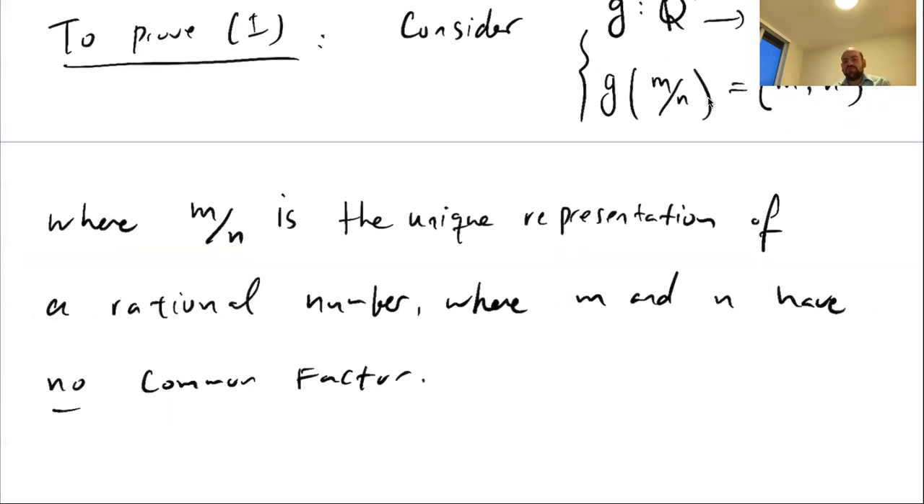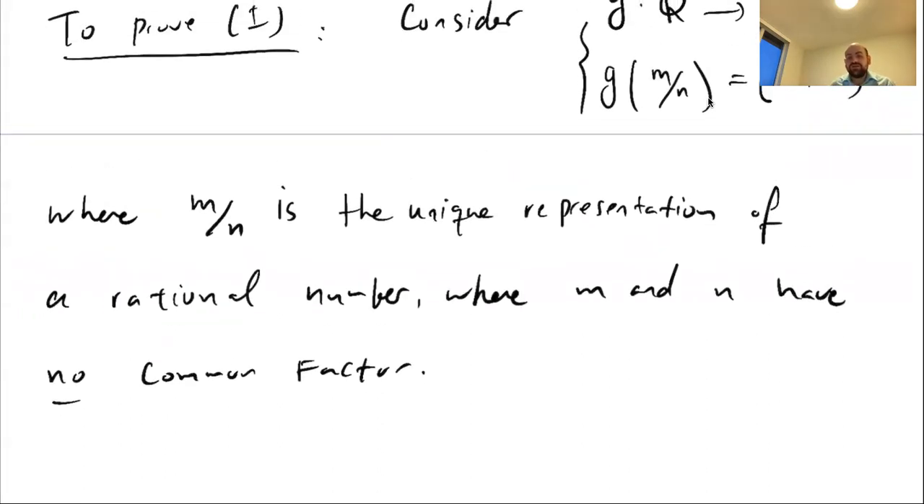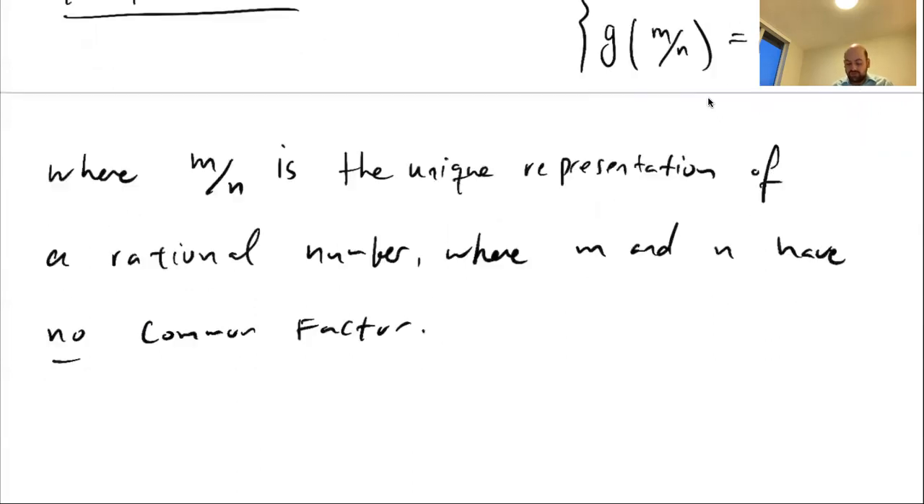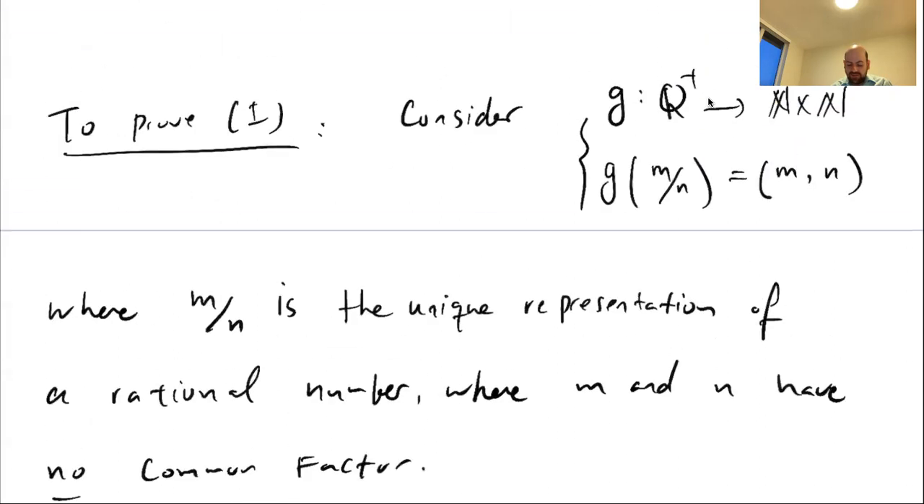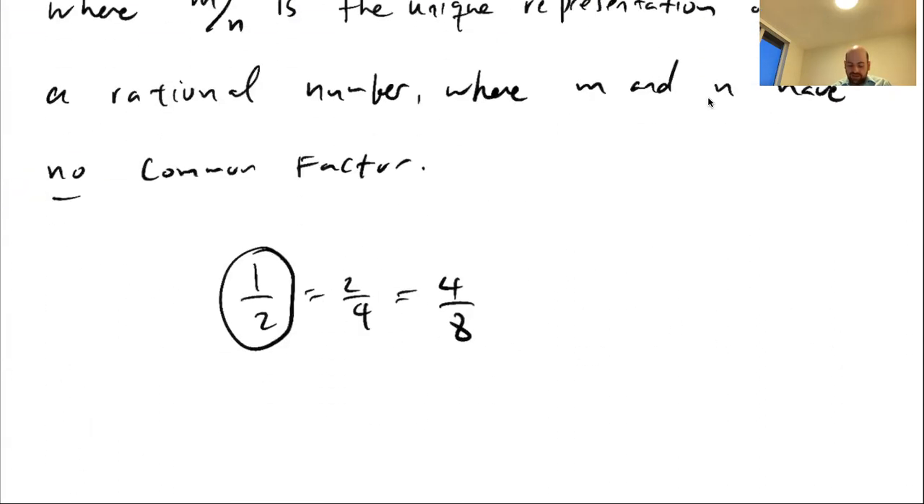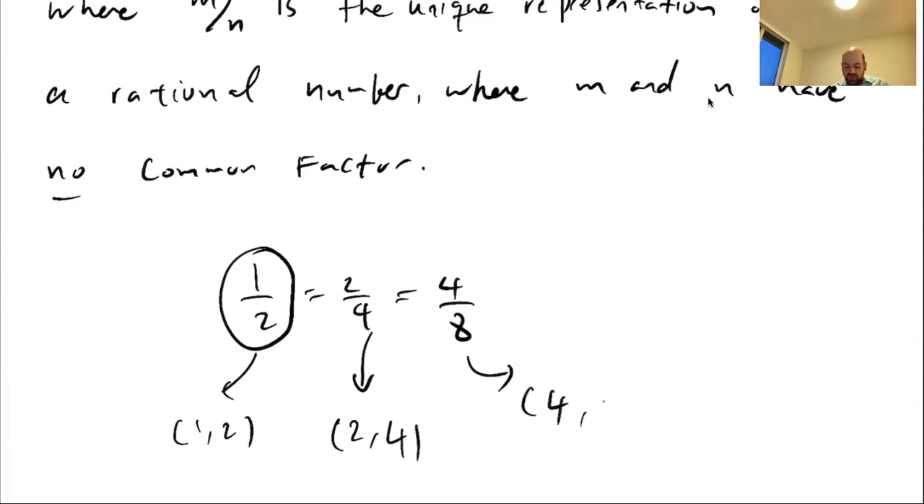Why? Because, for example, if I don't mention this, then I can write each rational number in many different ways, right? For example, 1 over 2 is the same as 2 over 4, and this is the same as 4 over 8, and so on. So if I define g of m over n as m comma n, then g of 1 over 2 would be 1 comma 2. If I work with this one, g of 1 over 2 would be 2 comma 4. If I work with this one, g of 1 over 2 would be 4 comma 8. So I will not have a function anymore, because for one input, 1 over 2, I will have multiple outputs.